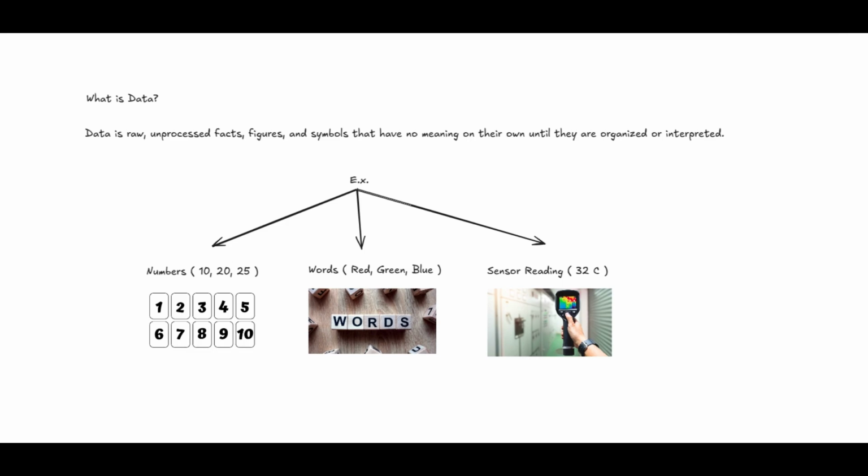And now think about words like red, green, or blue. Yes, they represent colors, but unless we know the situation, like colors of the cars or colors on a traffic light, they don't give us much useful information. The same goes for sensor readings. If I just say 32 degrees Celsius, you might wonder, is it the temperature outside, inside a fridge, or in a patient's body? Without context, it's just raw data, not information.